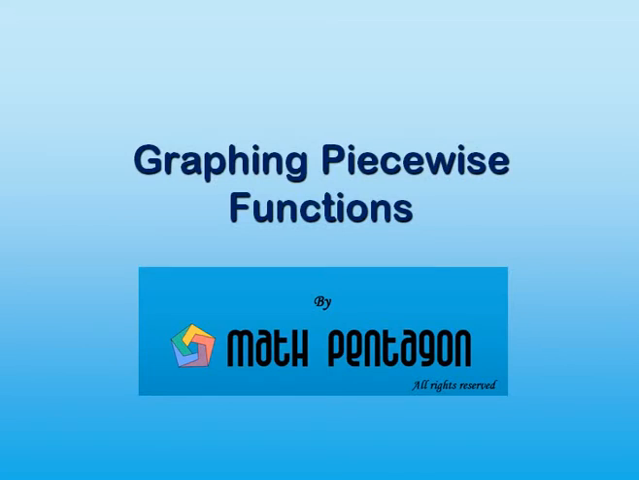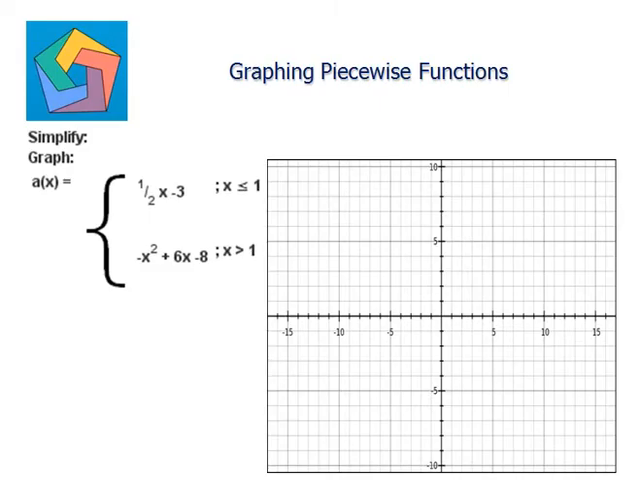Hi, today we are going to learn about graphing piecewise functions. Let's look at a problem. Simplify. Graph. The function is a of x is equal to 1/2 x minus 3 when x is less than or equal to 1, and negative x squared plus 6x minus 8 when x is greater than 1.